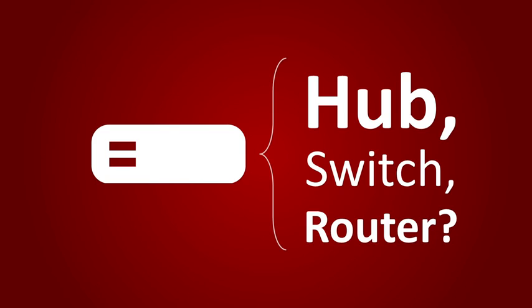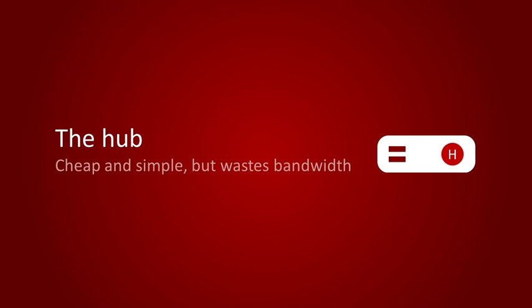Hi, I'm Peter. In this video, I'll explain the difference between three popular types of network devices: hubs, switches, and routers. Let's start with a hub. Hubs are cheap and simple devices that can connect a bunch of computers to each other, but they're a little wasteful with bandwidth. Here's how they work.